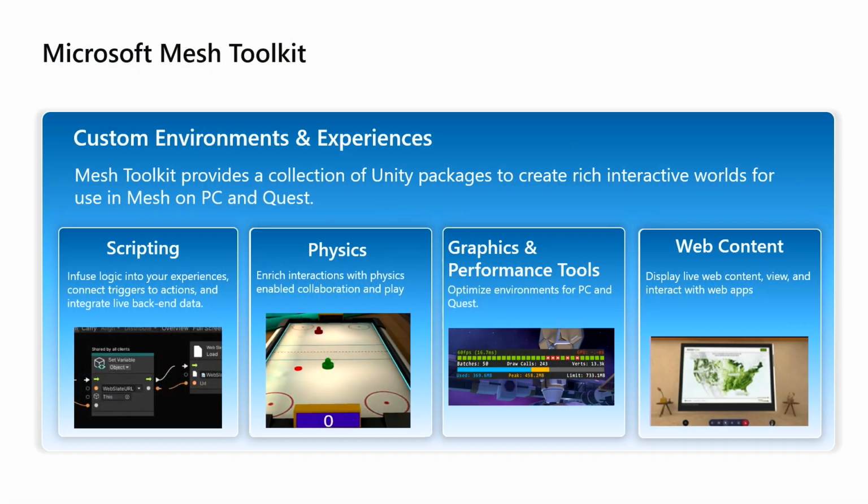The toolkit is really a set of packages in Unity, and Unity is a very common 3D development tool. These packages in Unity together create the toolkit, and it really has 4 key components. You've got scripting, physics, some graphics and performance tools, and then we also allow you to bring web content into the experience. And again, all of these run on the PC or on the headset devices from Meta.